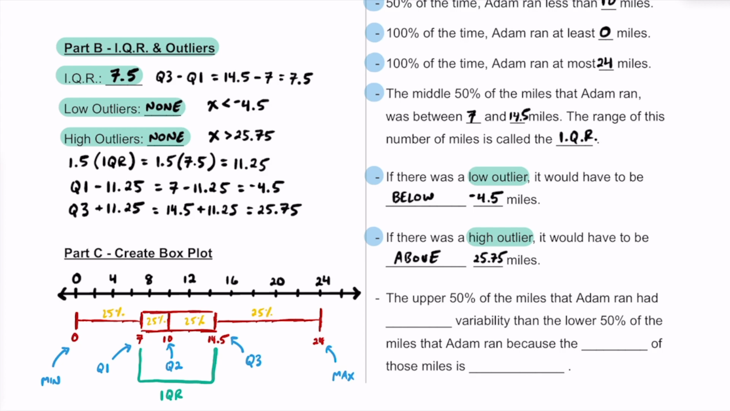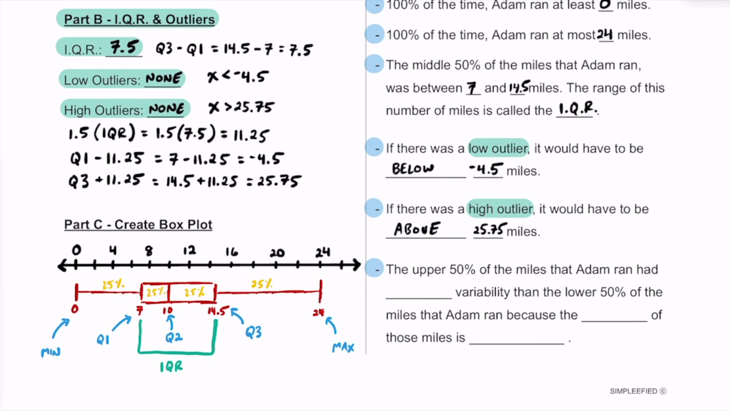All right, one final question. This one is going to be a little bit trickier. So the upper 50% of the miles that Adam had run had what type of variability compared to the lower 50% of the miles Adam ran because of why? So let's see if we can figure this out. The upper 50% is going to be from here to here. And what was the variability? Well, it looks like it ranged from 10 to 24.